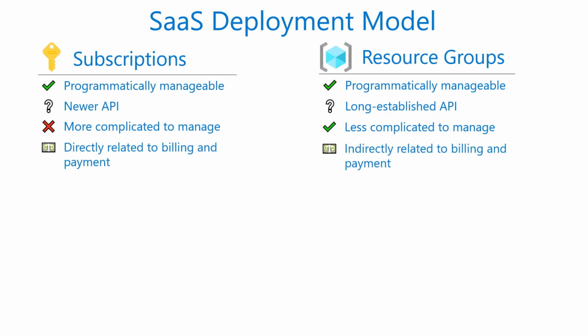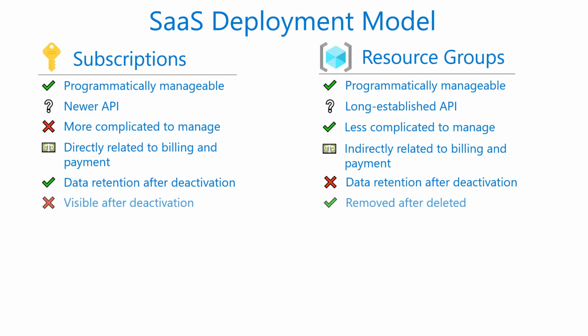Subscriptions directly relate to billing and payment, while resource groups do not. You can report on billing against resource groups and tags for that matter, but subscriptions are the fundamental billing unit. Data in subscriptions stays around for a while after being canceled, and the subscriptions themselves are generally visible even after being canceled forever in the portal and the APIs.